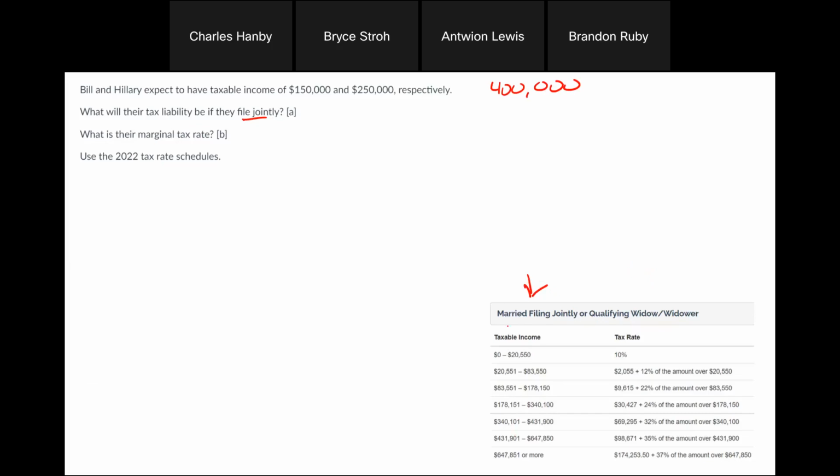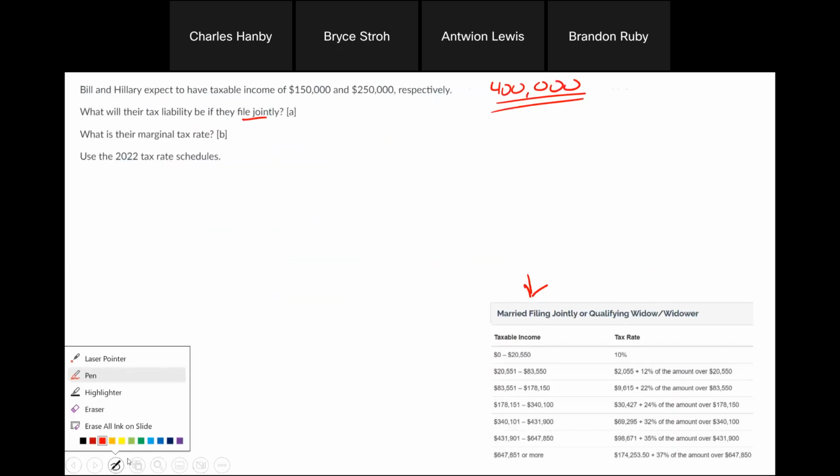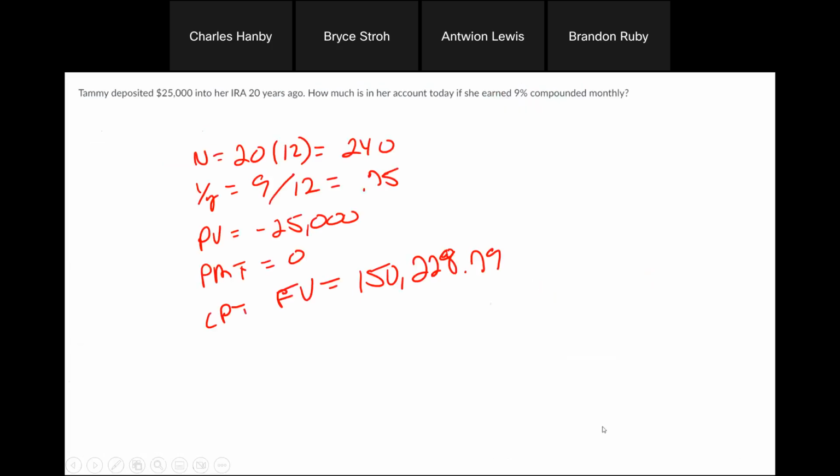So their taxable income is 400,000. We're going to find where this 400,000 falls. It falls between $340,101 and $431,900. So Bill and Hillary's marginal tax rate is going to be 32%.